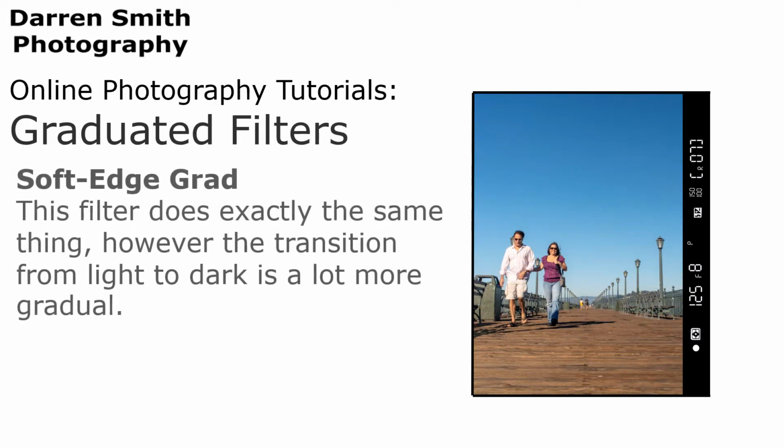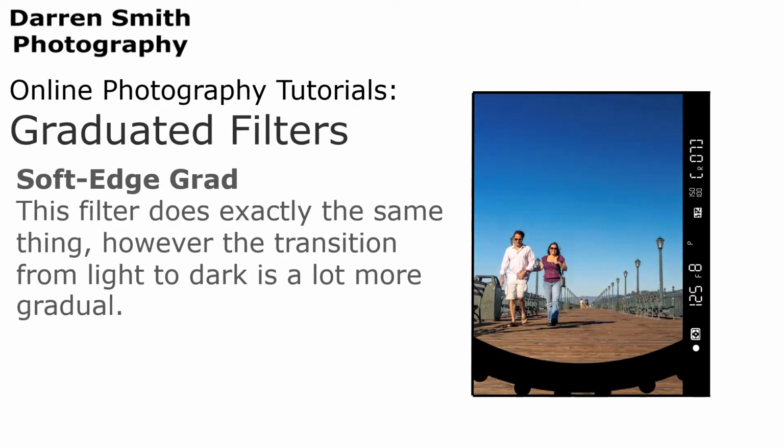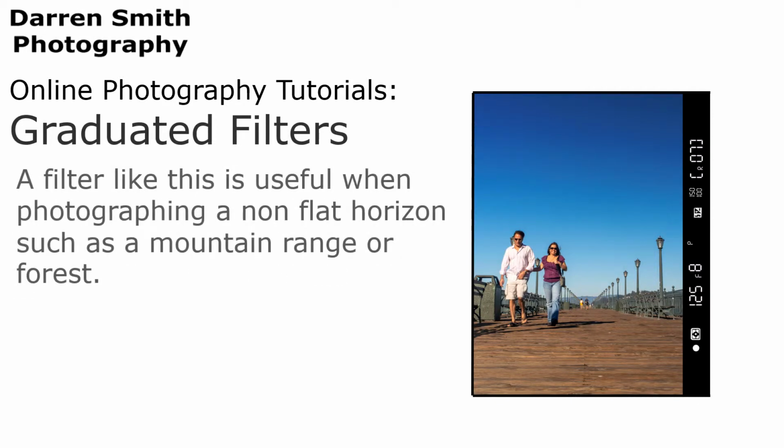The other type is called the soft edge grad. This filter does exactly the same thing, however the transition from light to dark is a lot more gradual. A filter like this is useful when photographing a horizon which isn't flat, such as a mountain range or in a forest.